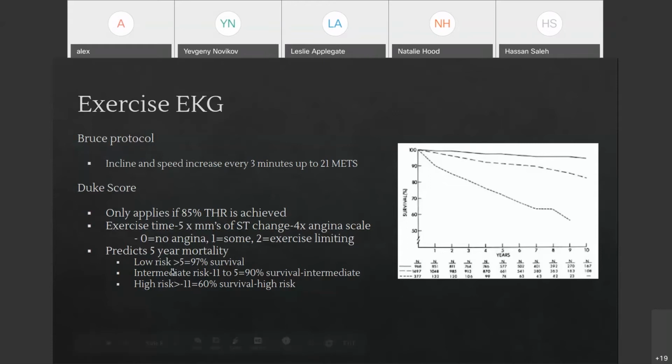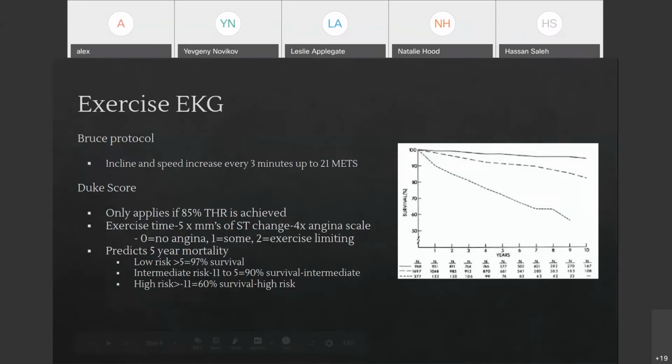So a low risk study is a score of greater than 5. You end up with 97% survival. Intermediate risk is any score from negative 11 to 5. That's a 90% chance of 5-year survival. And then high risk, that's signed the wrong way, is less than negative 11. And that's actually a really poor prognostic marker.